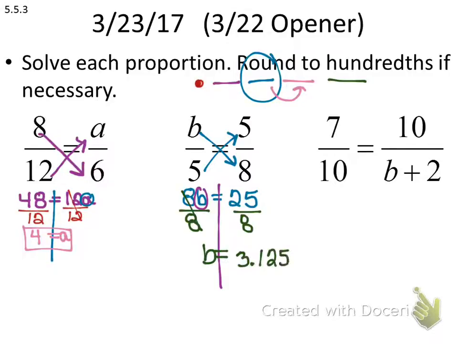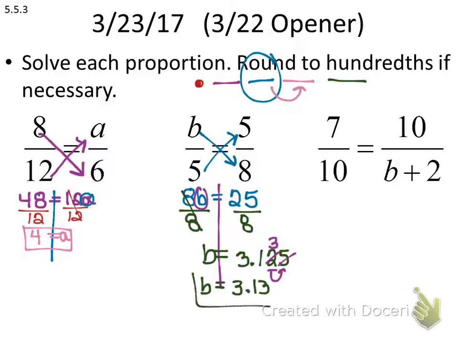Okay. Now, this is 3 and 125 thousandths. So I need to round it to the hundredth spot. So what number is in my hundredths place value? The 2. I look to the right. Is that number to the right of it 5 or greater? Yes. So that 2 cancels and becomes a 3.